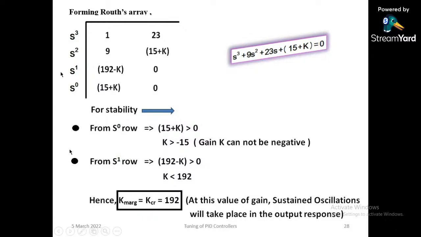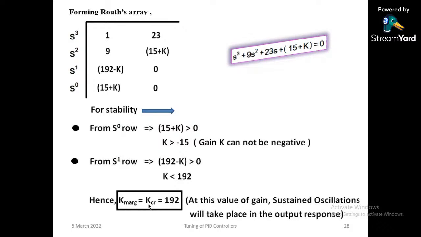Okay. Now go for the next row, S raised to 1 row. From the S raised to 1 row, we know that 192 minus K must be greater than 0. Then you can see K must be less than 192 for this term to be 0. From this, the marginal value of K, or you can call it KCR, is equal to 192. Right?